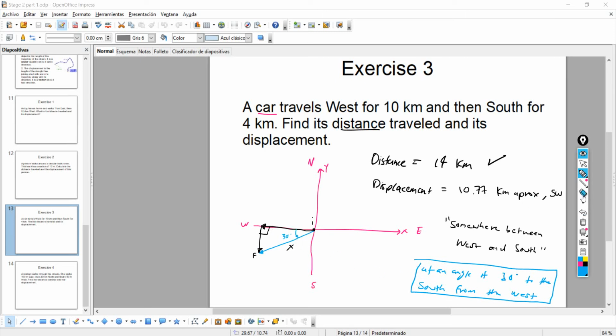Now, for the purposes of this course, we're not going to need to be very specific about that direction. So even though this is technically the right way to do it, we're not going to do that. It's enough to say southwest or somewhere between west and south. That is good enough for the purposes of this course, even if it's a little vague, un poco vago. Okay, so that solves this problem, guys.